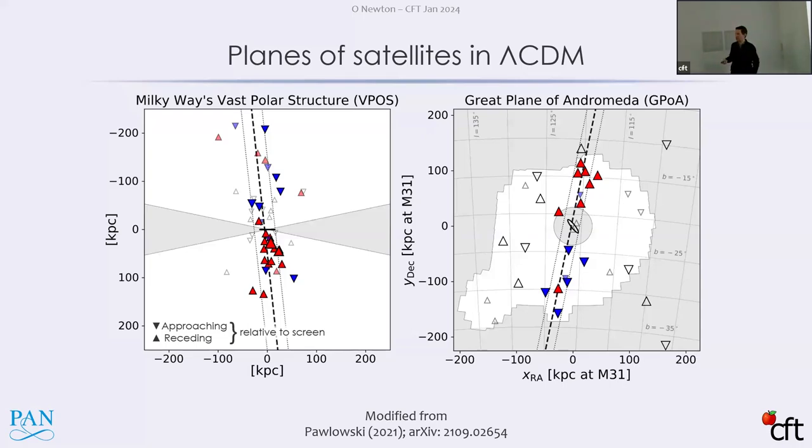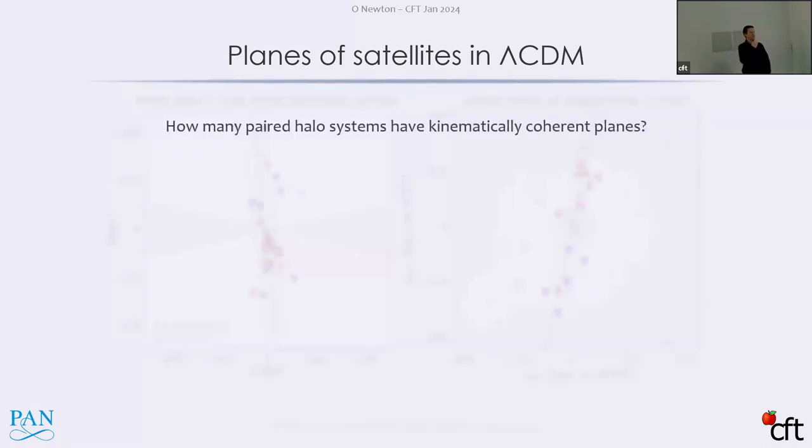And so the question then arises, well, how common is this? And is this a problem or is this a fairly common prediction? Because so far in the three closest massive galaxies we can observe, we found these kinds of planes. And so we can use simulations to start to answer this question.